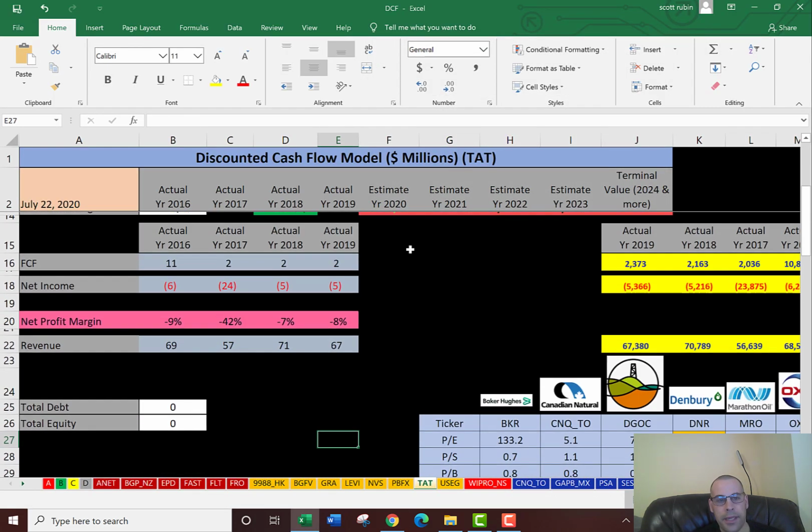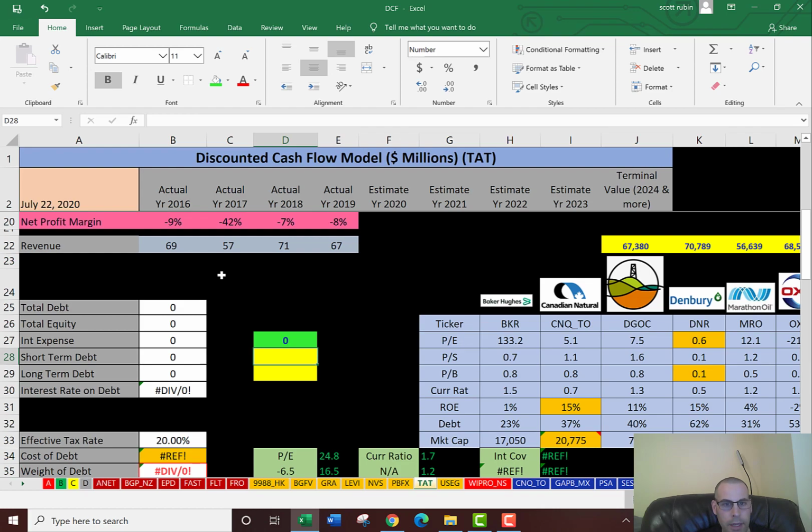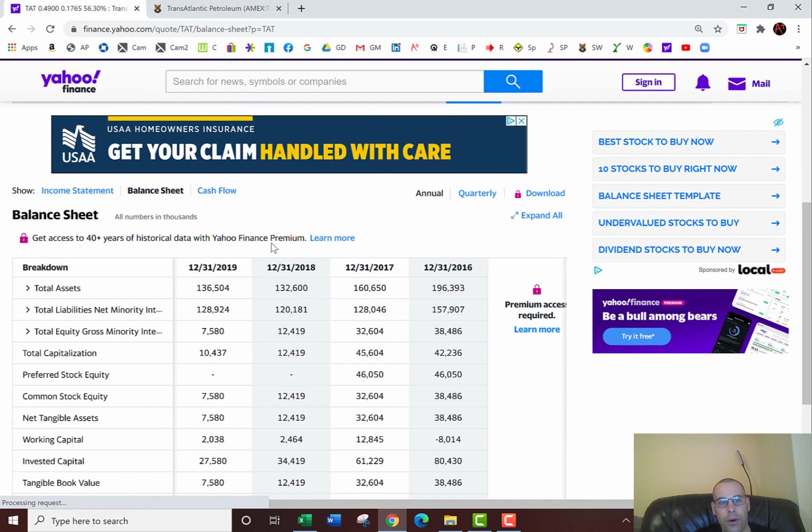So there's a lot of negatives here. They have negative net income every year, which does make it a little harder to value the company, but I think we can get a good value because they do have positive free cash flow each year. Let's look at their capital structure. Let's see how much debt they have. We'll go to the balance sheet.